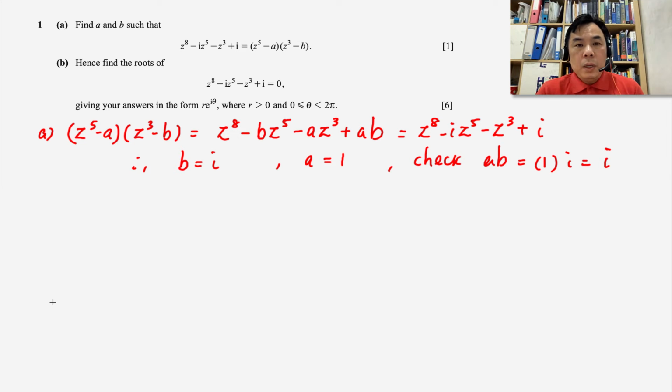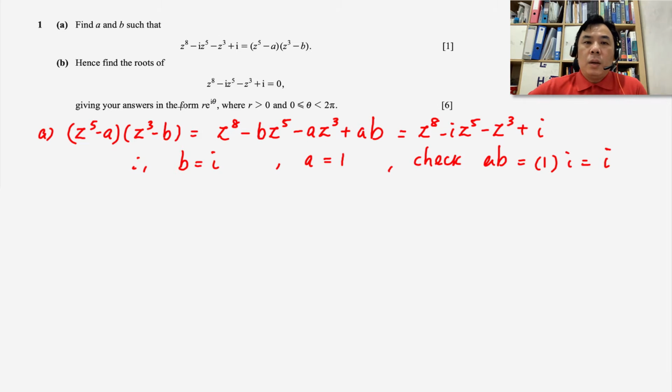And then for B, we are going to make use of our result of factorization in the first section A by providing the roots for this polynomial complex equation here. And then we need to give the answer in the form of r exponential i theta, which is the Euler form. And then furthermore, you have to make sure that the r, which is the magnitude of the complex number, must be positive. The theta must lie within 360 degrees, excluding 360 degrees.